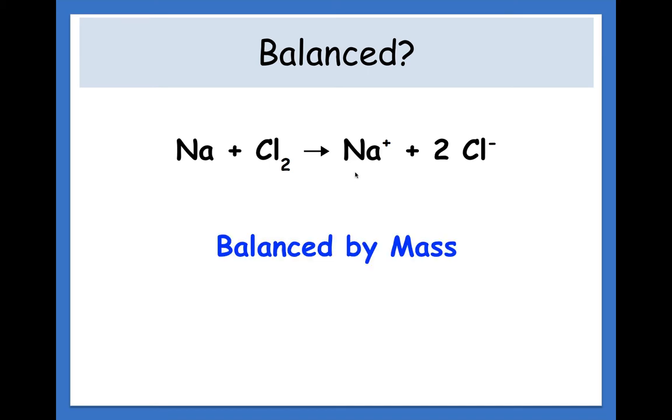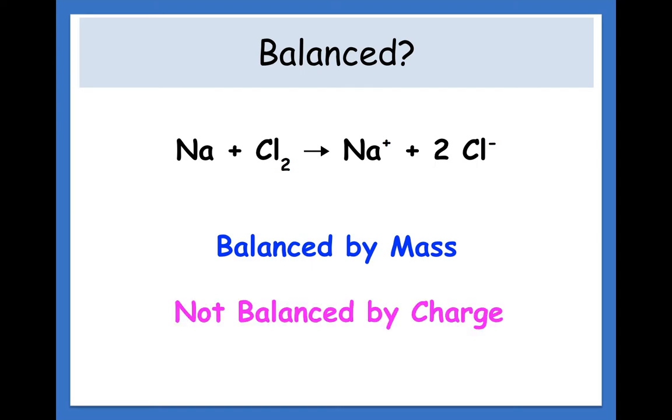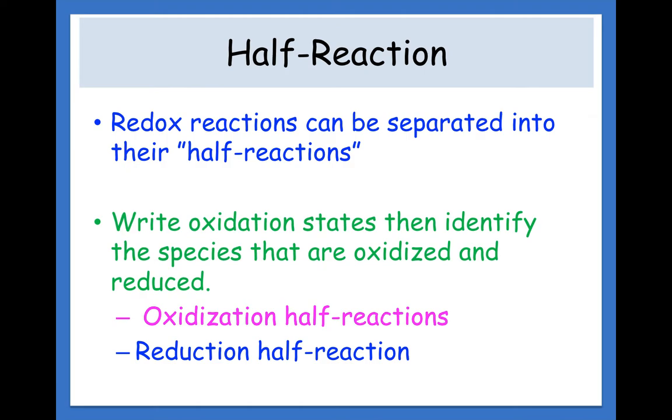So there's a reason for this. It is balanced by mass, but not balanced by charge. Now the goal here today is to be able to fix that and maybe throw in a coefficient or two to make things work. So a redox reaction can be separated into their different half reactions.